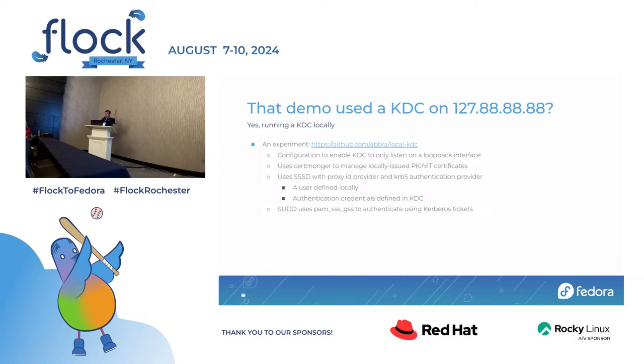I use the same services like certmonger to create locally signed certificates, so they are not trusted by anyone but this local machine. It's a proxy ID provider that basically looks into its passwd and a krb5 authentication provider. They work together the same way as in an enterprise environment. And sudo uses pam_sss_gss. This is configured with authselect. So all the standard options that exist already in Fedora, nothing changes, just the configuration file.